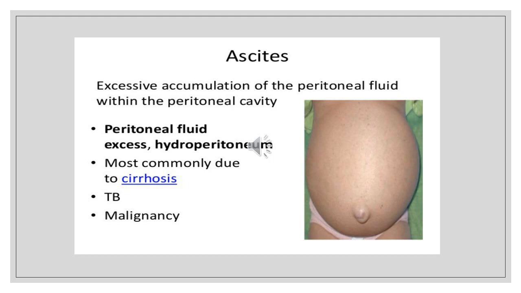Collection of free fluid in the peritoneal cavity is known as ascites. Common causes of ascites are cirrhosis of the liver, tuberculosis, peritonitis, congestive heart failure, and malignant infiltration of the peritoneum.